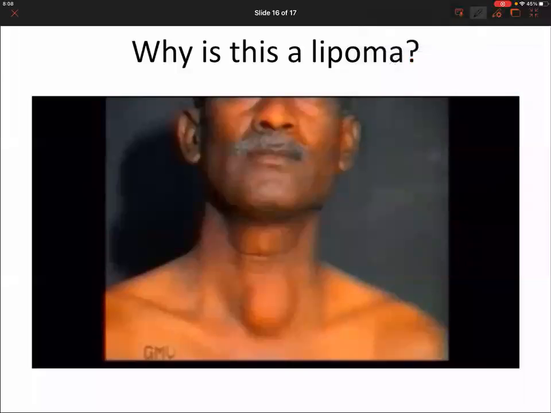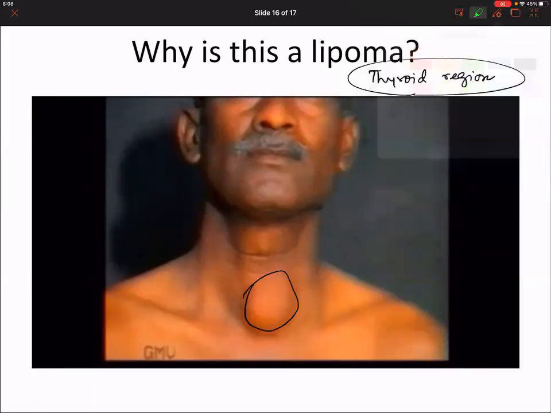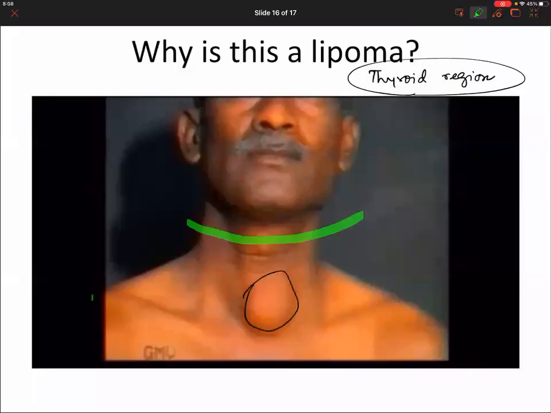Thyroid region, and deglutition. Is this swelling in the thyroid region? Yes, sir. Come on, man. Thyroid region is bounded superiorly by what? The thyroid cartilage, the laryngeal notch. And this one is the clavicle. This one is the sternocleidomastoid. So come on, man. This is in the thyroid region.